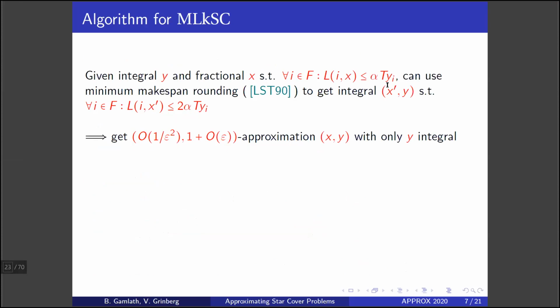The first observation is that it's sufficient to find an alpha-beta approximate solution (x, y) with only y integral, that is, determine the set of open facilities and make them fractionally serve all the clients. Then we can use minimum makespan rounding by Lenstra, Shmoys, and Tardos to get integral assignments, sacrificing a factor of 2 in load approximation.